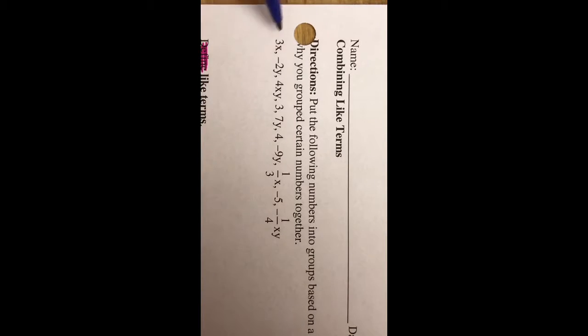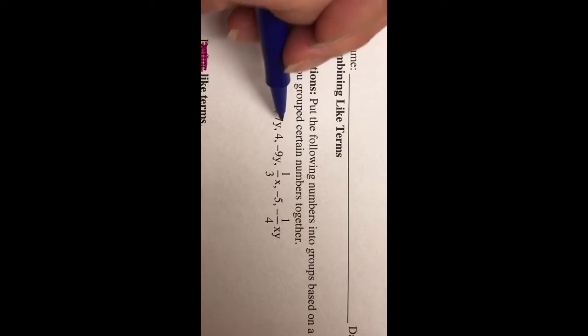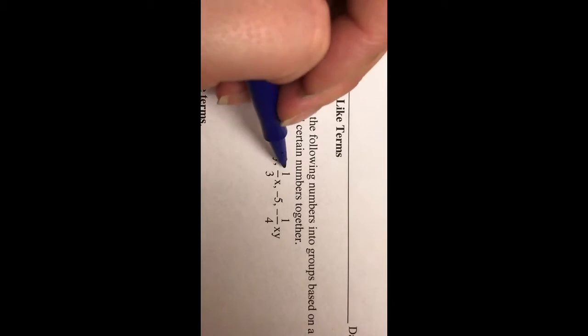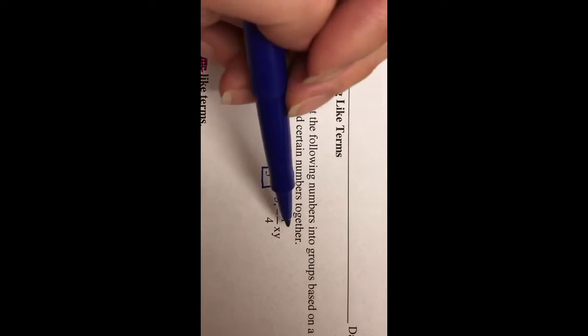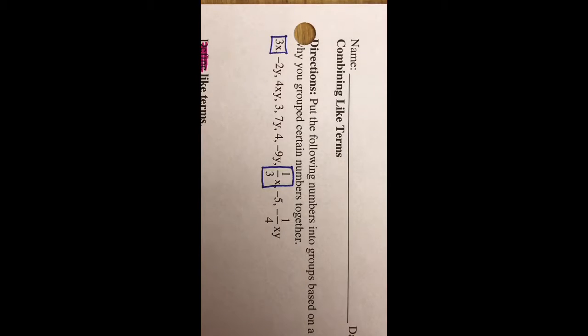So right here I see an x. This is in the x group, so I'm going to go ahead and square x. And I'm going to go through, that's different, that's different, that's an integer, that's different, different, different. Oh, here's another x, so I'm going to go ahead and put a box around that. Different, different.